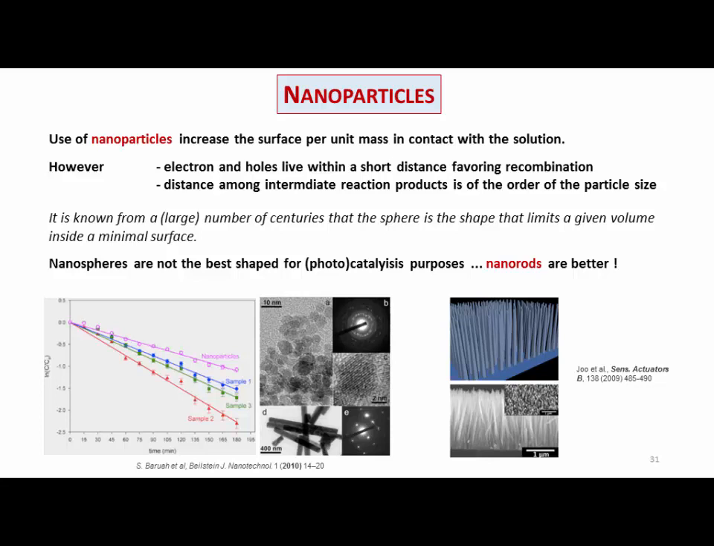And in fact, that's why people are trying to look at nanorods or other shapes. And this is what happens. These are spherical nanoparticles, and these are differently shaped, like nanorods and so on. And you see that you increase the reaction rate with the same amount, because you have increased the surface. And there is an additional effect. They are slimmer, so they have less recombination. For example, the charge inside the material travels a shorter distance, so you can reduce recombination.